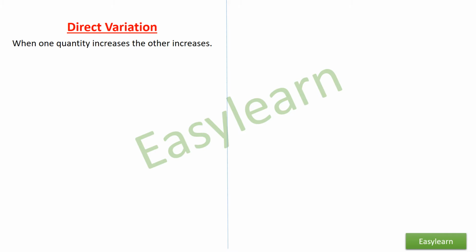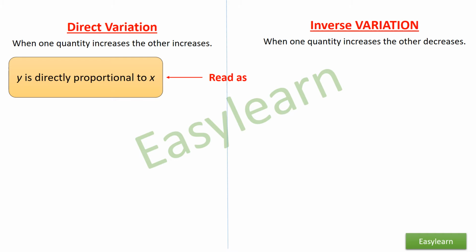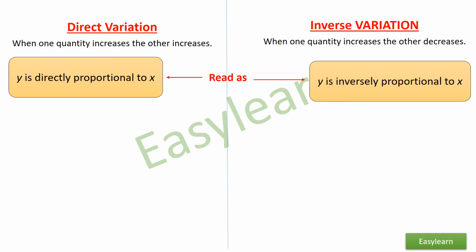Now direct variation is when one quantity increases, the other also increases. Inverse, when one increases, the other decreases. Now how do you read both of these? First, direct variation, you read it as y is directly proportional to x, where x and y are the two different quantities. And for inverse, you read it as y is inversely proportional to x.